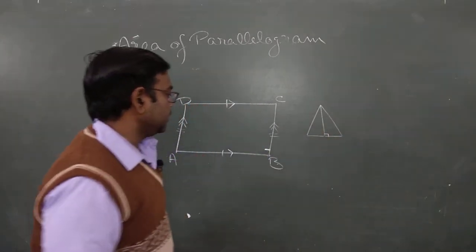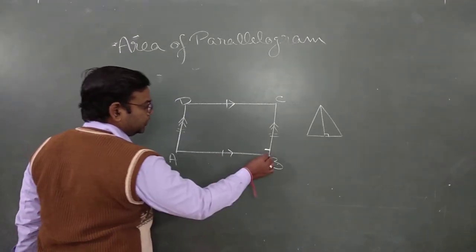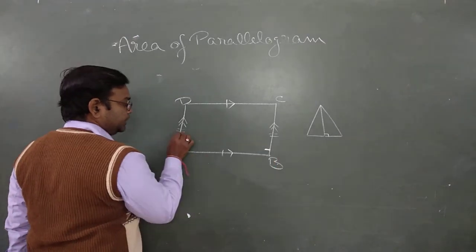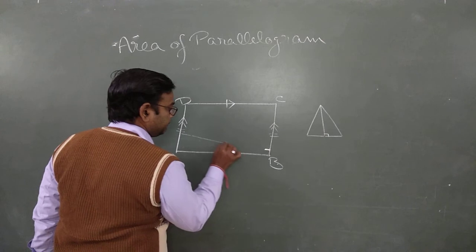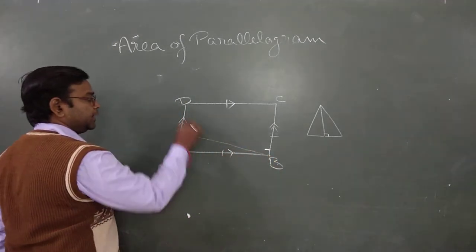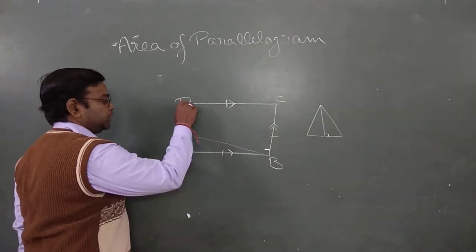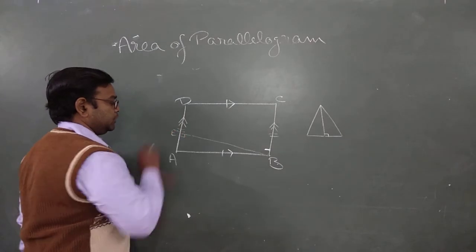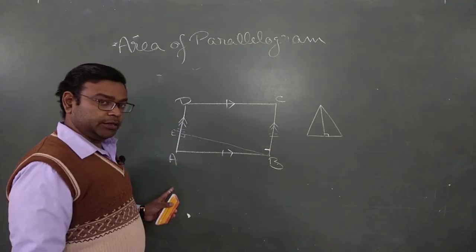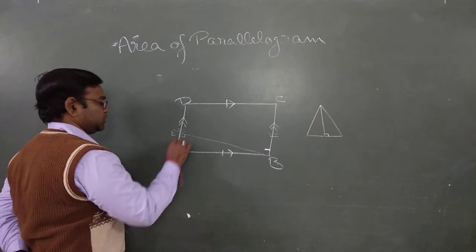Similarly, in this case, if we drop a perpendicular from vertex B to the opposite side AD, then this line is the height and this line is the base. Clear? This line is the height of the corresponding base AD. Give it the name E. So BE is the corresponding height of base AD. Hope this is clear. If this is the height, then the corresponding base is this one, not this one.